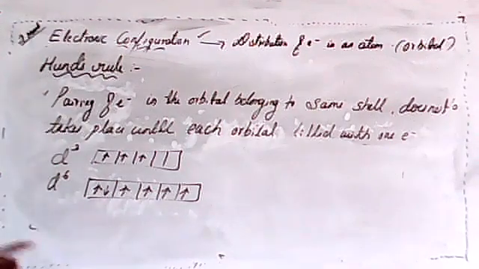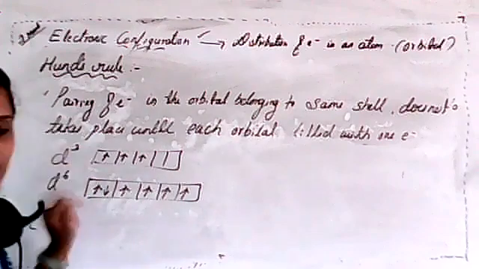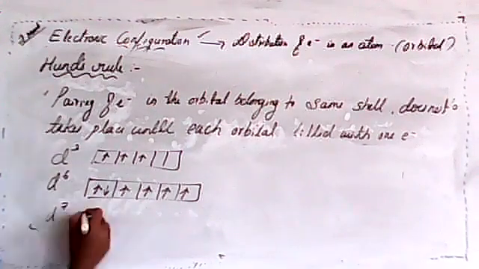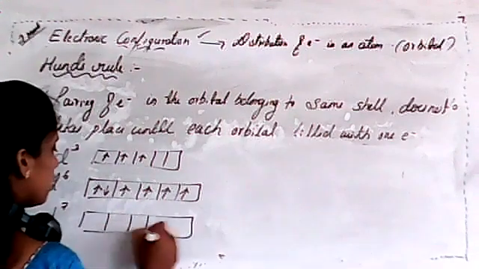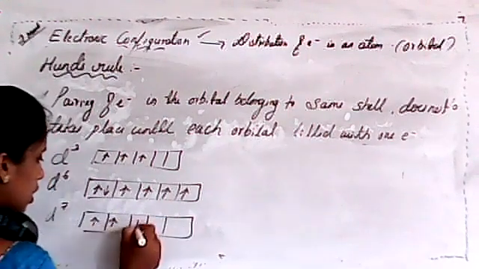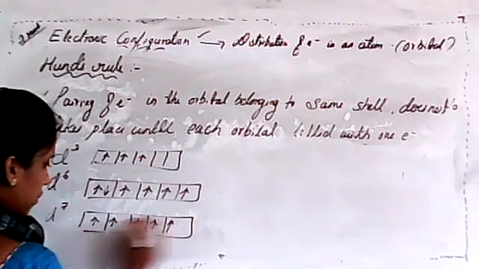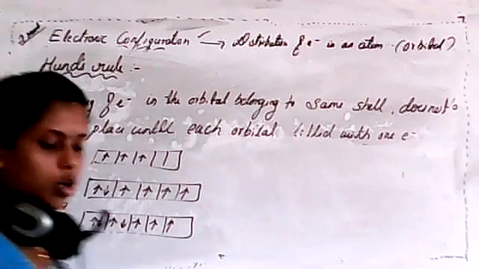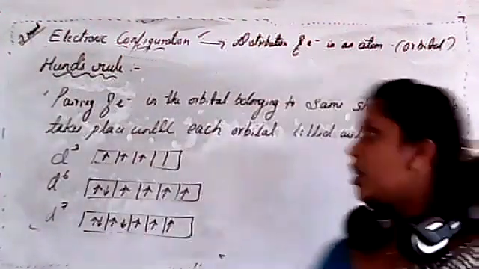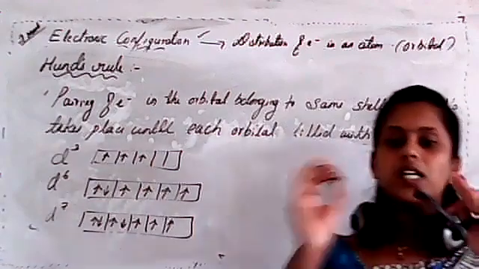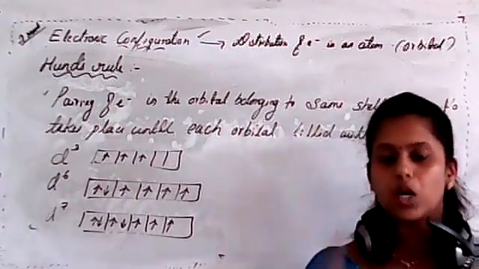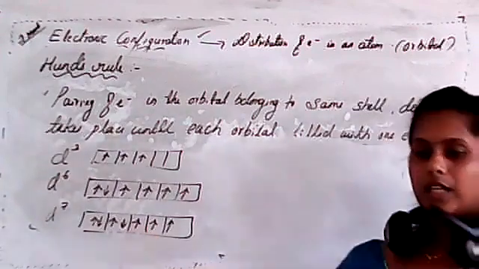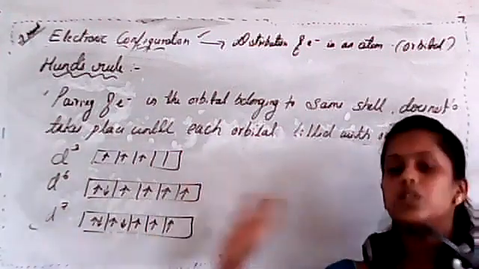Yes. So, Shilpa, now I'll consider d7. 1, 2, 3, 4, 5, 6, and 7. Is this clear? According to Hund's rule, we have to fill each and every orbital with a single electron. After that, pairing will happen. Is this clear, student? It is according to Hund's rule.